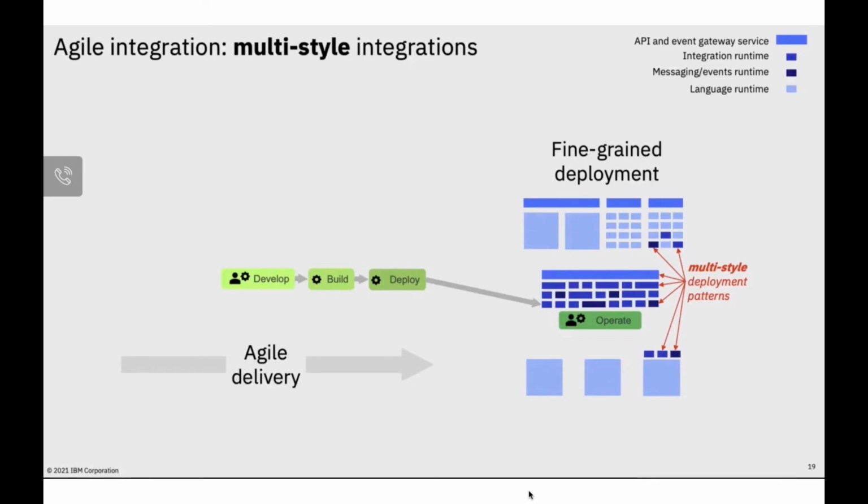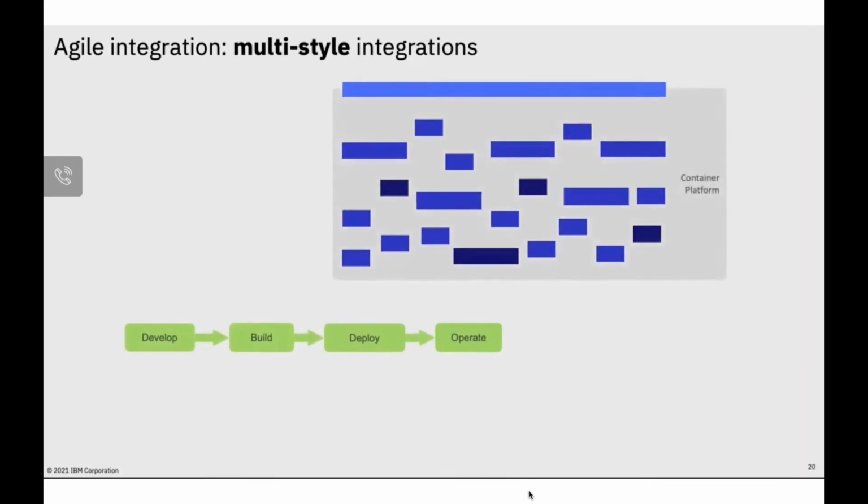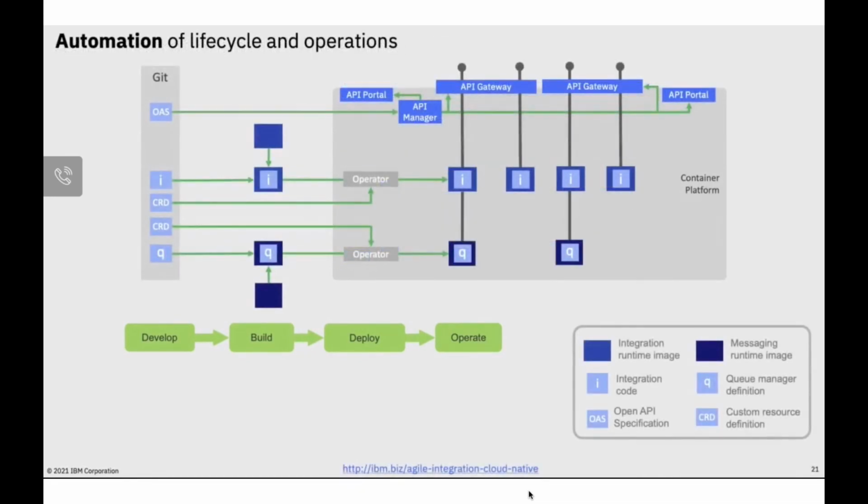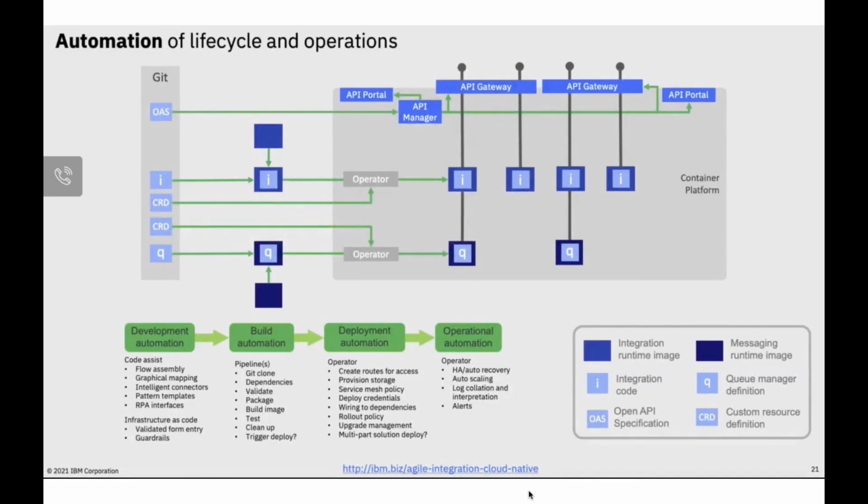Zooming in on our fine-grained deployment, we can quickly see that there might be integrations that are supported by queues that are exposed over API gateways and talking to other integrations as well. And so whole combinations of things within a single integration problem. And we can add some depth to that by considering the fact that there's a huge amount more to that CI/CD pipeline than I showed in the original example towards the beginning.